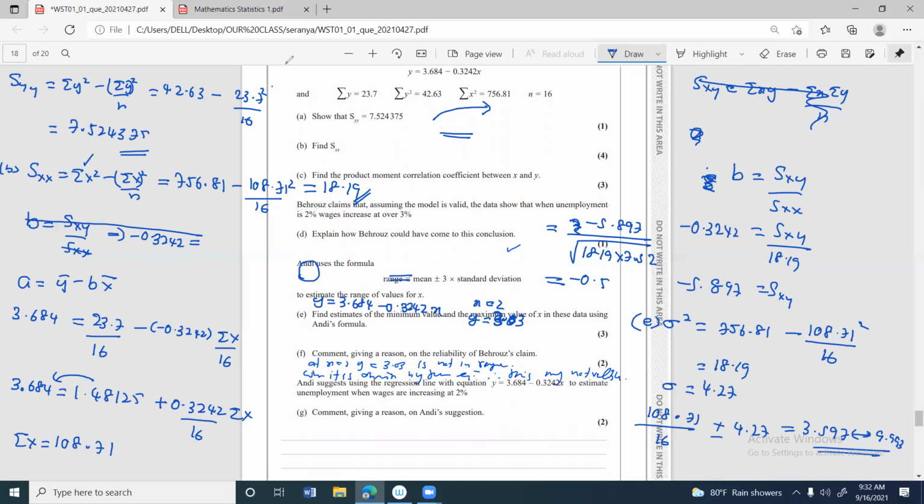But because you know that this value you already gotten from this equation, yet the value from the equation does not fall over here, so that is maybe not reliable. Then the next question is, Andy suggests using the regression line with the equation y equals this one to estimate the unemployment when the wage is increased by 2%. Comment giving reason on Andy's suggestion.